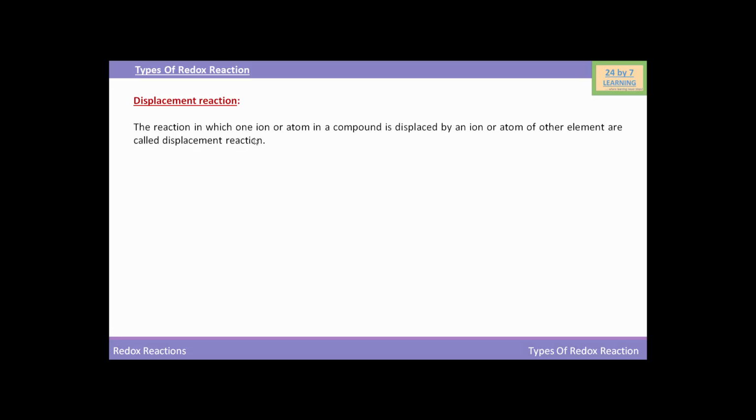The reaction in which one ion or atom in a compound is displaced by an ion or atom of another element is called a displacement reaction. In general, a displacement reaction may be expressed as XY plus Z gives X plus ZY. So here you can see that Y is displaced by Z.